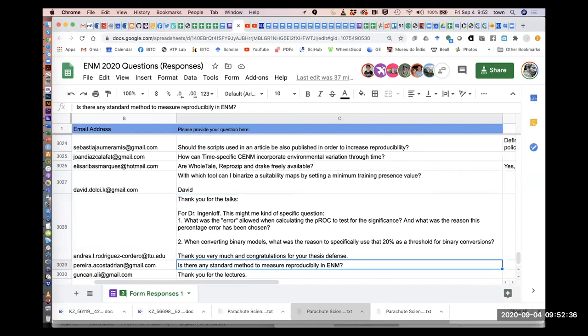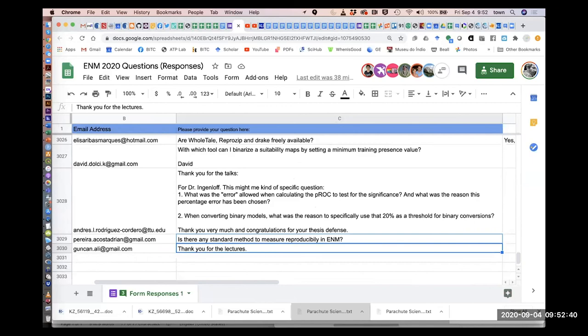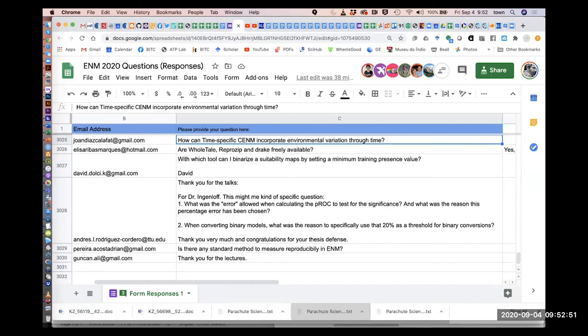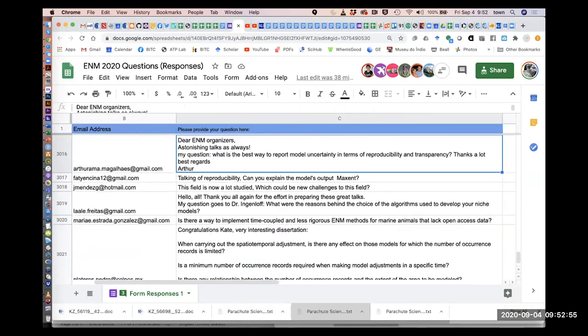Anybody see anything interesting? There is a question about reproducibility, but I think that Professor Luis and I would like to hear from you, actually. Is 3016, what's the best way to report model uncertainty in terms of reproducibility and transparency?